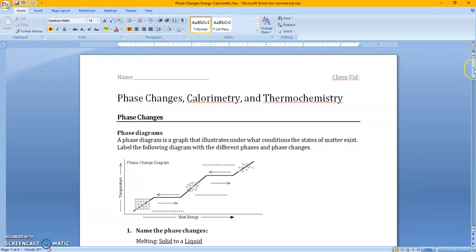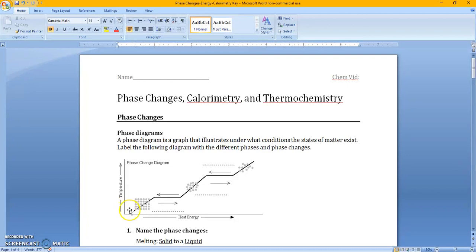So first of all, this phase change diagram. If you look, the temperature increases this way and the heat energy increases this way. The difference between temperature and heat is that heat is the actual energy being produced, whereas temperature is the kinetic energy a molecule contains. Okay? So one is a measurement of the molecule, the kinetic energy, that's the temperature, and one is just if you're getting energy. It's just energy in general.